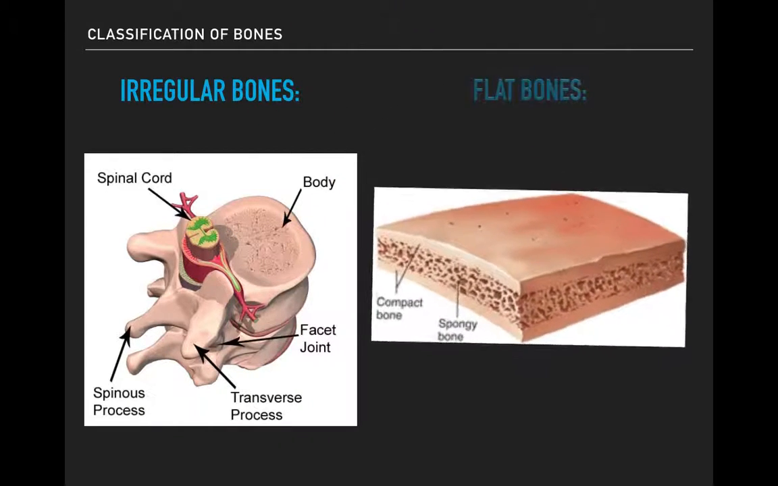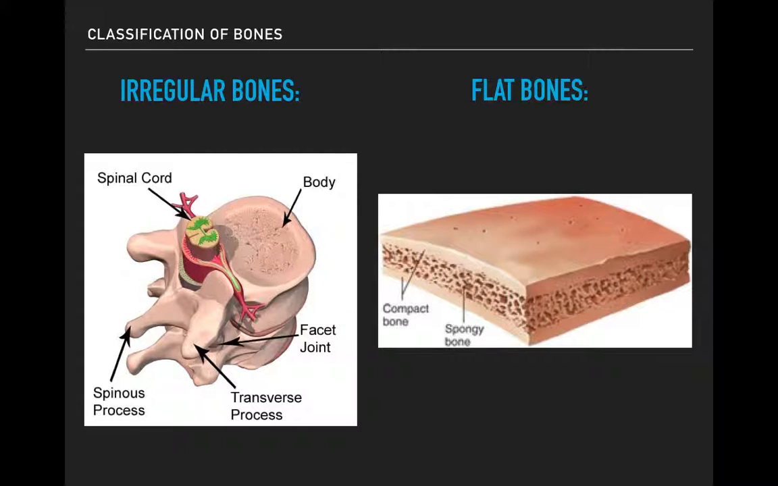Flat bones are slightly curved and thin. The bone is made up of spongy bone inside of two layers of compact bone. Flat bones are the sternum, ribs, cranium, scapula, and ilium.